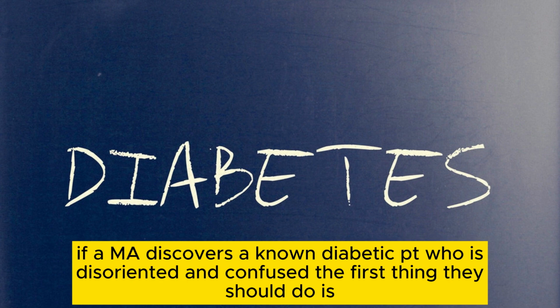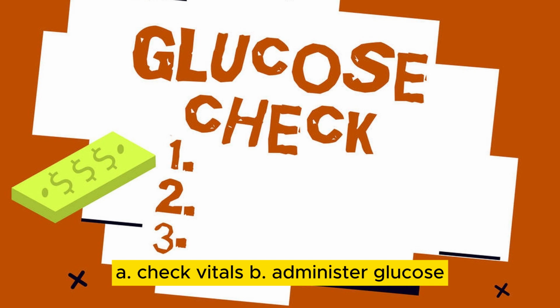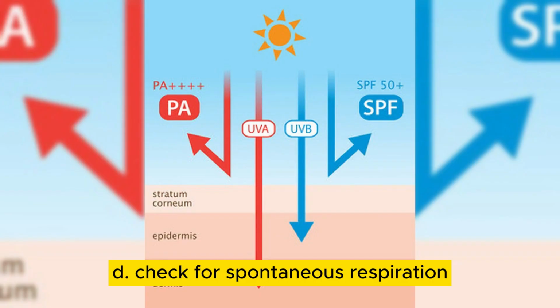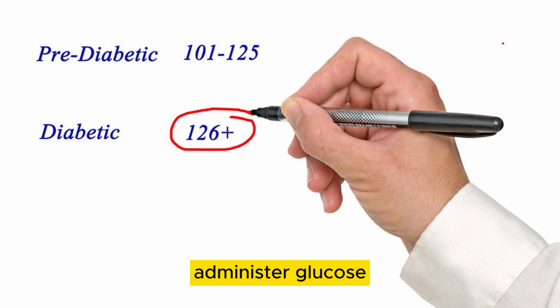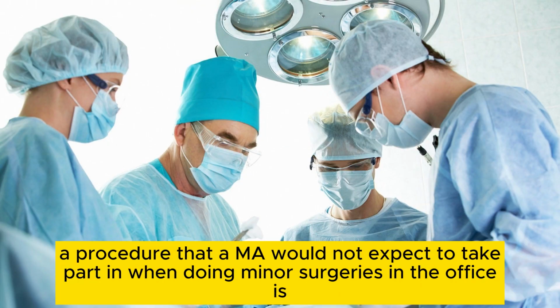If an MA discovers a known diabetic PT who is disoriented and confused, the first thing they should do is A. Check vitals. B. Administer glucose. C. Check sugars. D. Check for spontaneous respiration. Administer glucose.